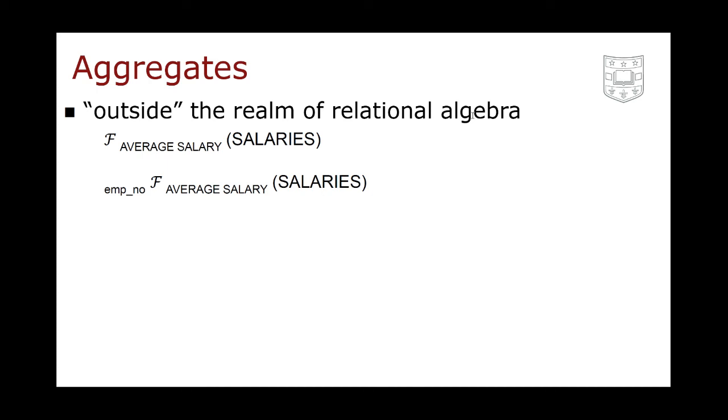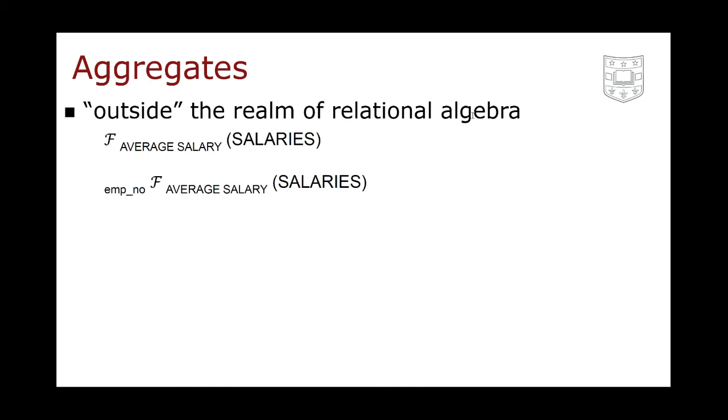So if I want to perform an aggregation, it's technically outside the realm of relational algebra, but it's such a common operation that it is important for us to be able to talk about aggregates in our query trees. The way that we do that is with this fancy letter F, which is short for function. We really just consider the aggregate operation a function, and this can be used in a general sense as well.